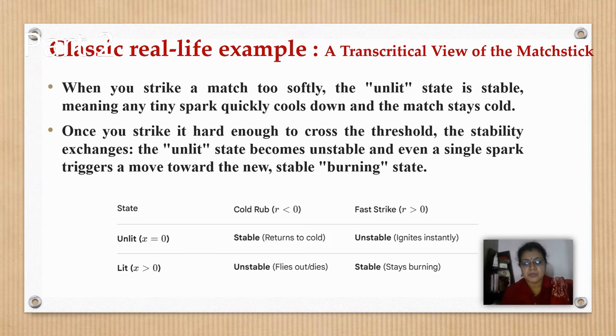So when the force given is less than 0, the unlit state was stable and the lit state was unstable. But when you give a faster strike, these states exchange their stability. The unlit state is now unstable and the glowing state is stable. Thus, maths and physics explain and beautify real life experiences, and this is the transcritical bifurcation.